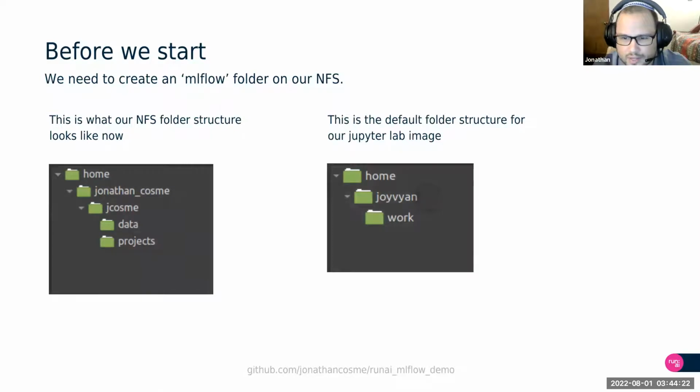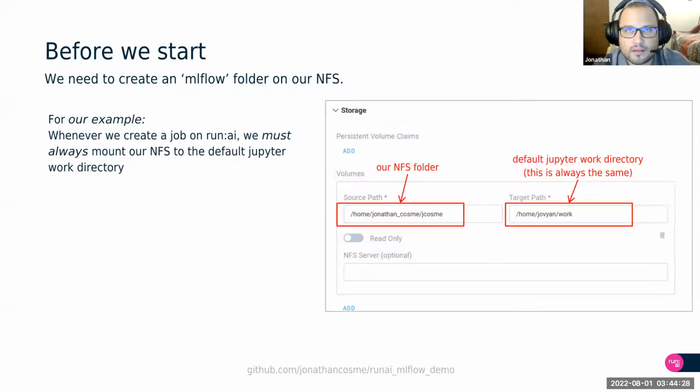We start in the jovyan directory, and there's always this work directory. So when we create a job, we have to specify our specific NFS folder, and we also want to specify that we want to mount it on the work directory of the Jupyter image. In our particular example, this has to be the same. This can change, you can mount any directory you want, but this must be the same just for this particular example.